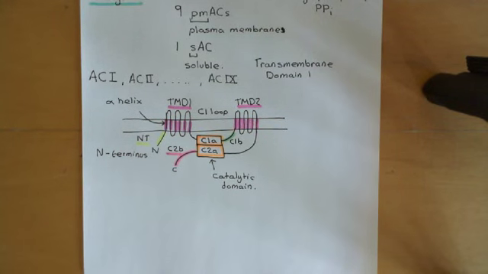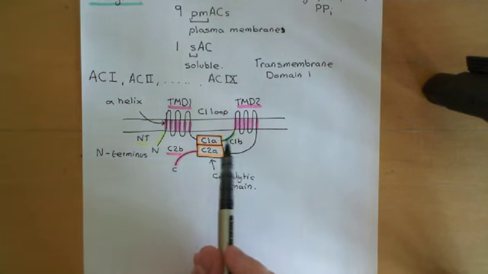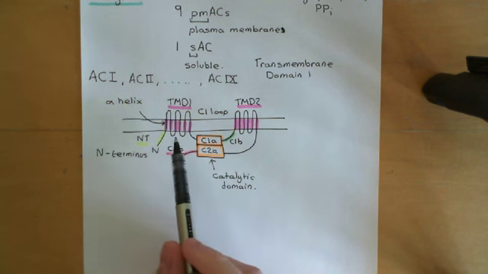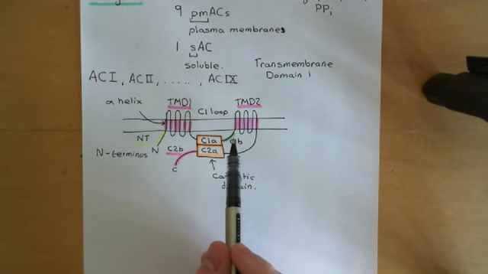Okay, so welcome back to this next video in which we are discussing cyclic AMP signaling. In the last video, we looked at the structure of the 9 mammalian adenylyl cyclases which are attached to the plasma membrane. We saw that they all have 2 transmembrane domains, which are clusters of 6 membrane-spanning alpha helices.